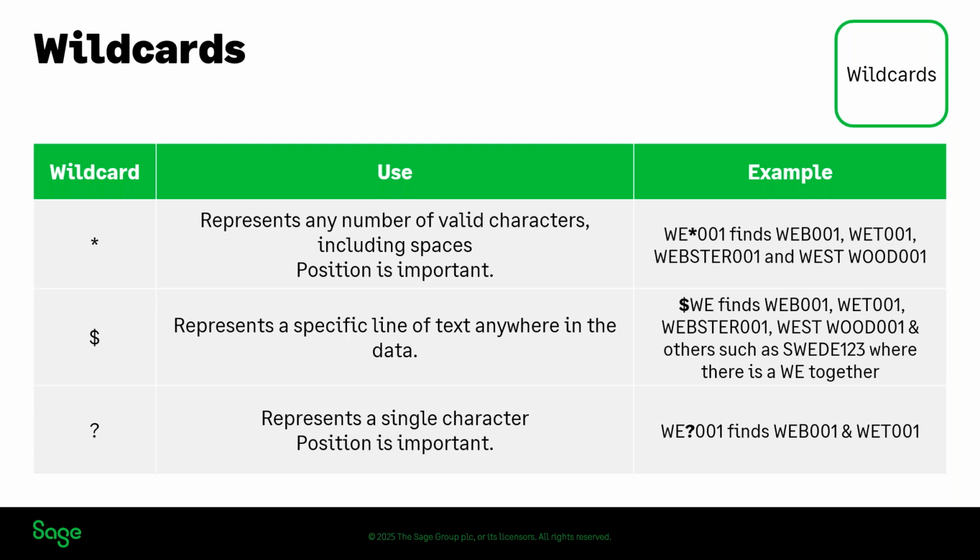This represents a single character, and again, position is important. Quite similar to the asterisk, this one is where a single character is used. So we'll just pop into the software, and I'll quickly give you an example of this one. So let's pop over to my Sage.